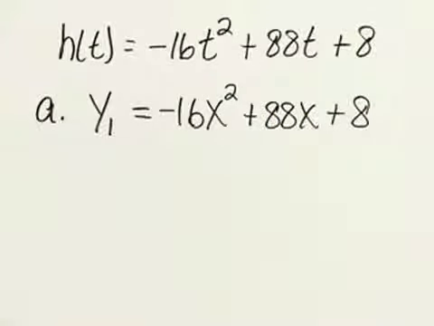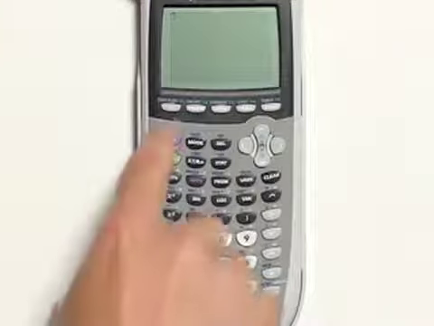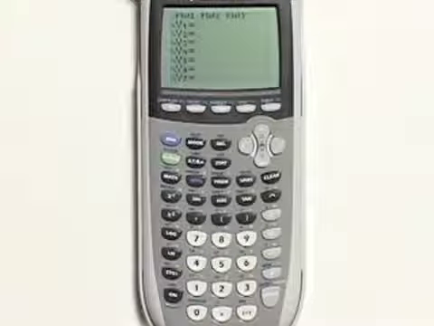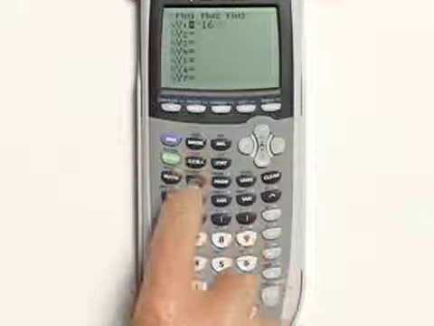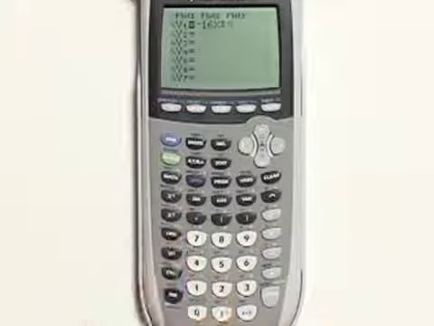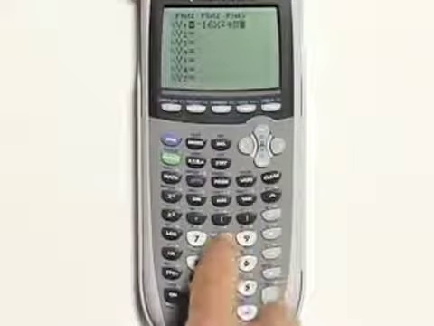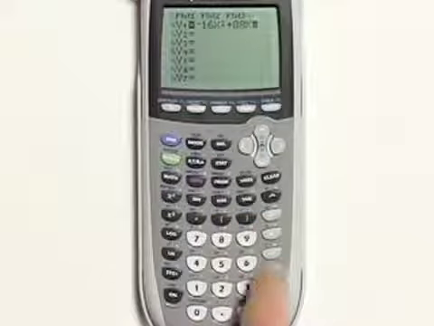So let's go enter that into the calculator so we can take a look at its graph. To graph this on the graphing calculator, we press the y equals, which is the equation editor key. That gives us y sub 1 equals. We enter negative 16, the x variable key, followed by the x squared key, so we have negative 16x squared, plus key, 88, the x variable key, and then plus 8.